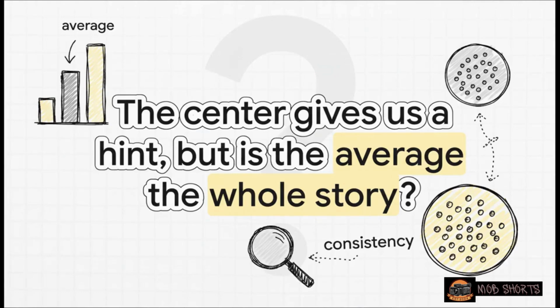So, finding the center gives us a pretty good hint, but is that the whole story? Not even close. It's just one piece of the puzzle. To really get what's going on, we need to ask another question. How consistent were these scores? I mean, were all the students getting similar grades, or were the scores just all over the place?